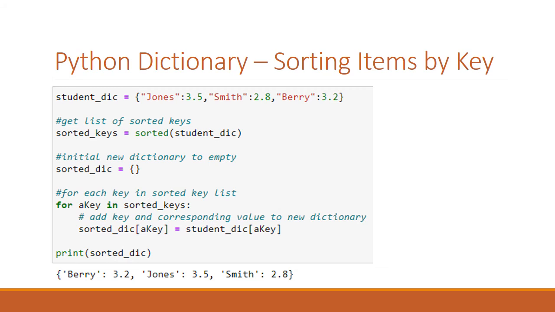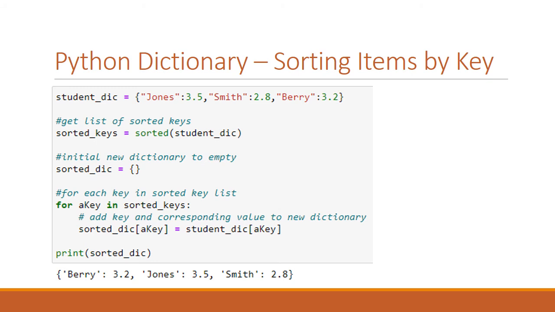So we say sorted_dic[key] is assigned student_dictionary[key]. So student_dictionary[key] gets the value out of the original dictionary, and it associates it with that key in the new dictionary. Then we print our sorted dictionary. So our sorted dictionary is Barry 3.2, Jones 3.5, and Smith 2.8.